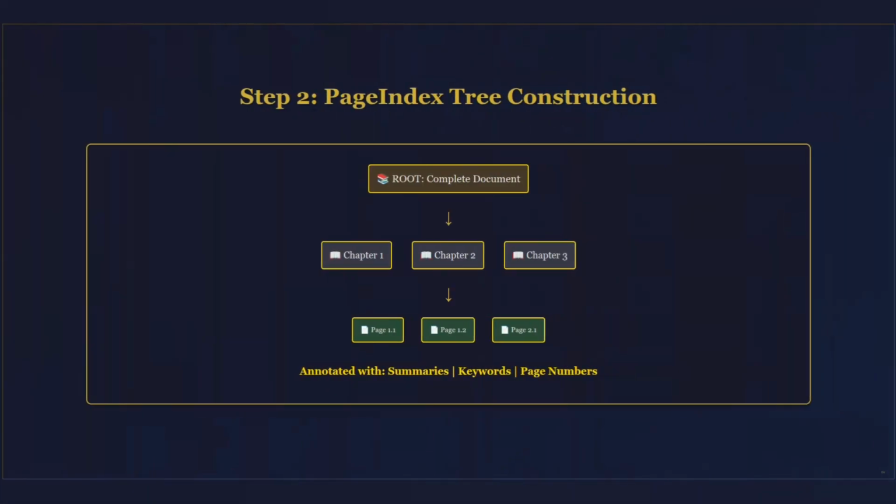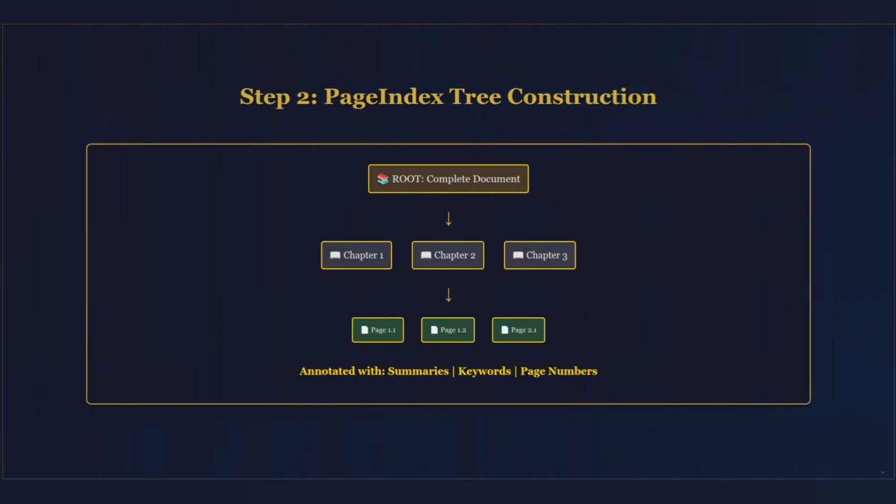Step 2 builds the page index tree. This is the secret sauce. At the top, you have the root node representing the entire document. Below that, middle layer nodes represent major sections and subsections. At the bottom, leaf nodes represent individual pages or content blocks. Think of it like a file system on your computer. You have the main drive, folders, subfolders, and finally, individual files. The tree structure makes navigation systematic and efficient.